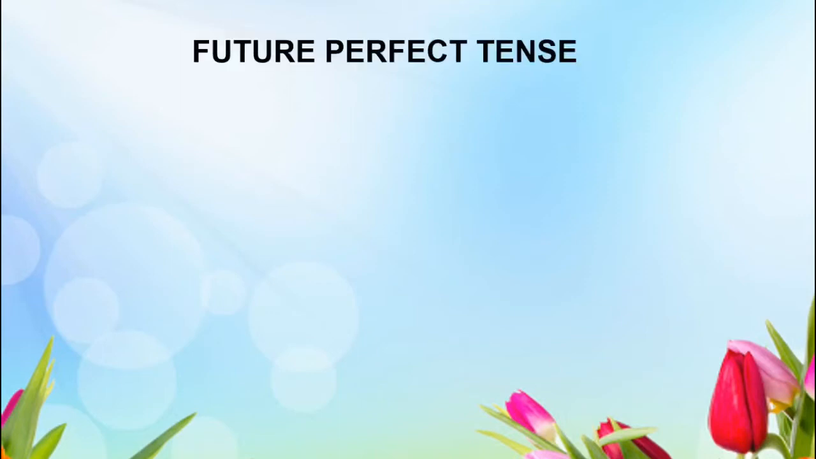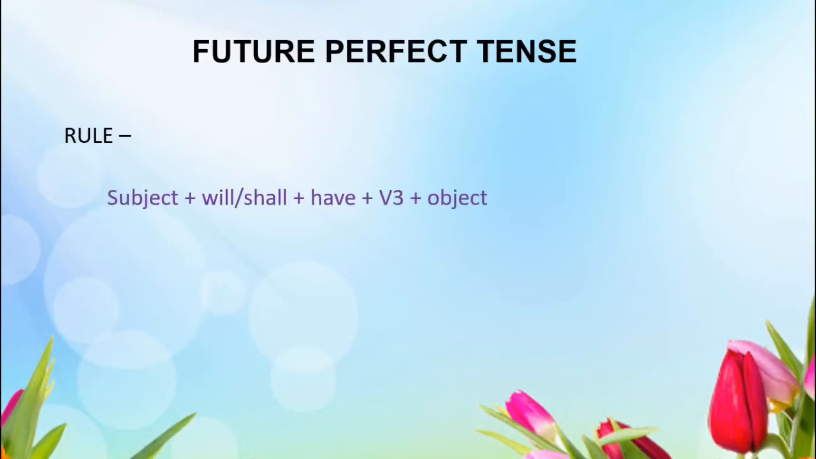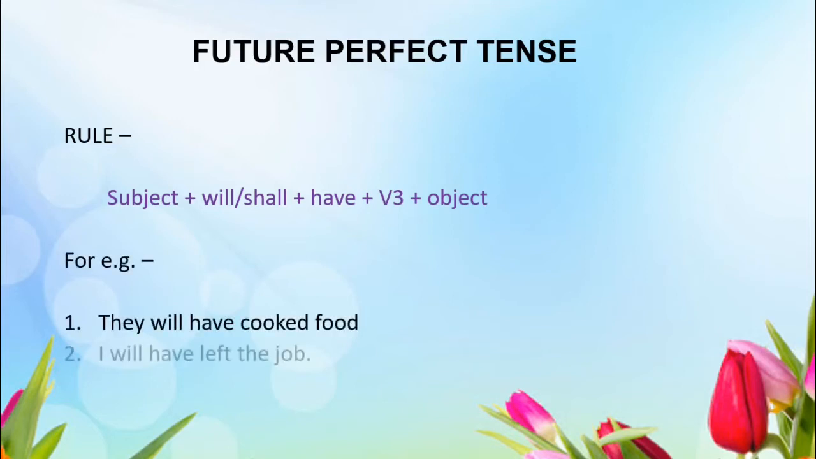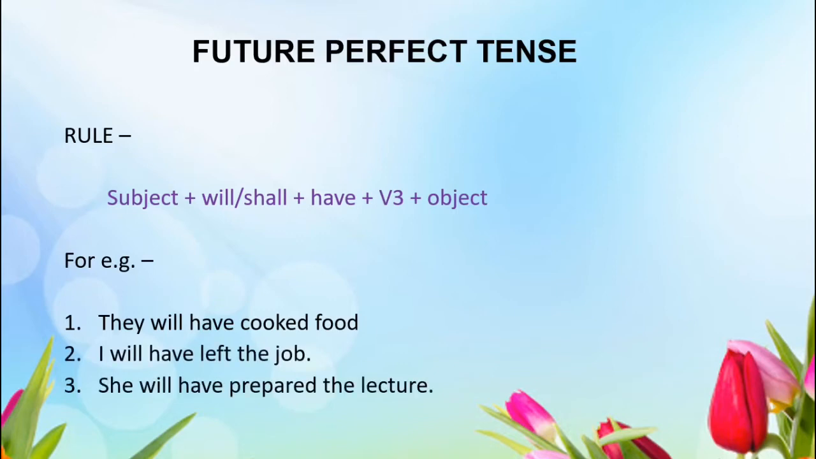Let's now talk about the future perfect tense. The rule for writing a sentence in future perfect tense is subject plus will or shall plus have plus third form of the verb plus object. Repeat with me. Subject plus will or shall plus have plus third form of the verb plus the object. For example, they will have cooked food. I will have left the job. She will have prepared the lecture.